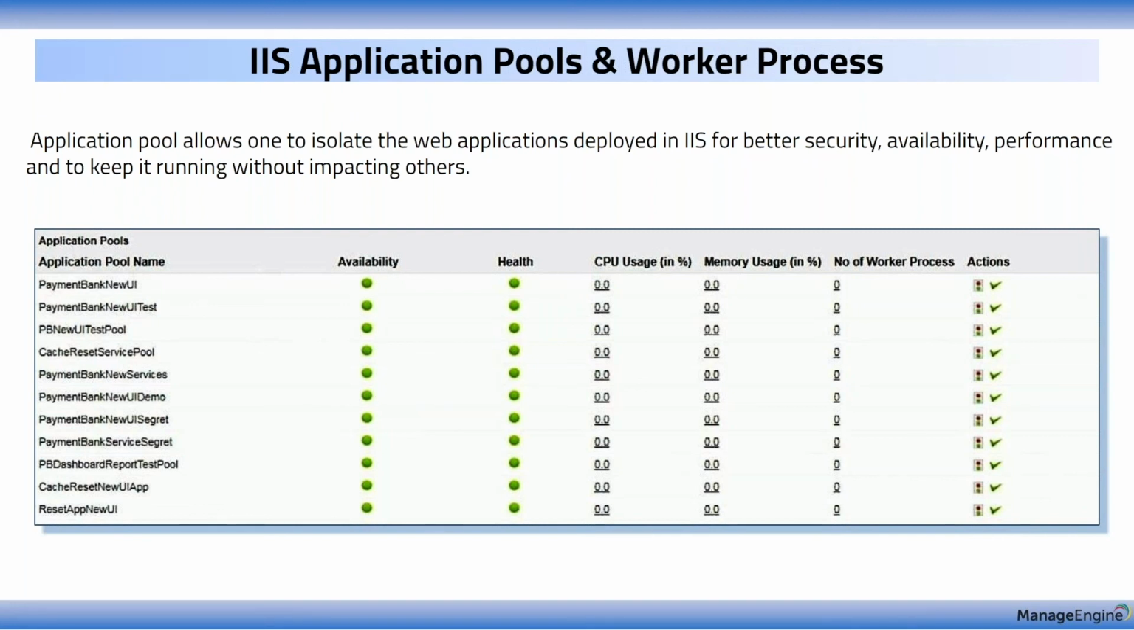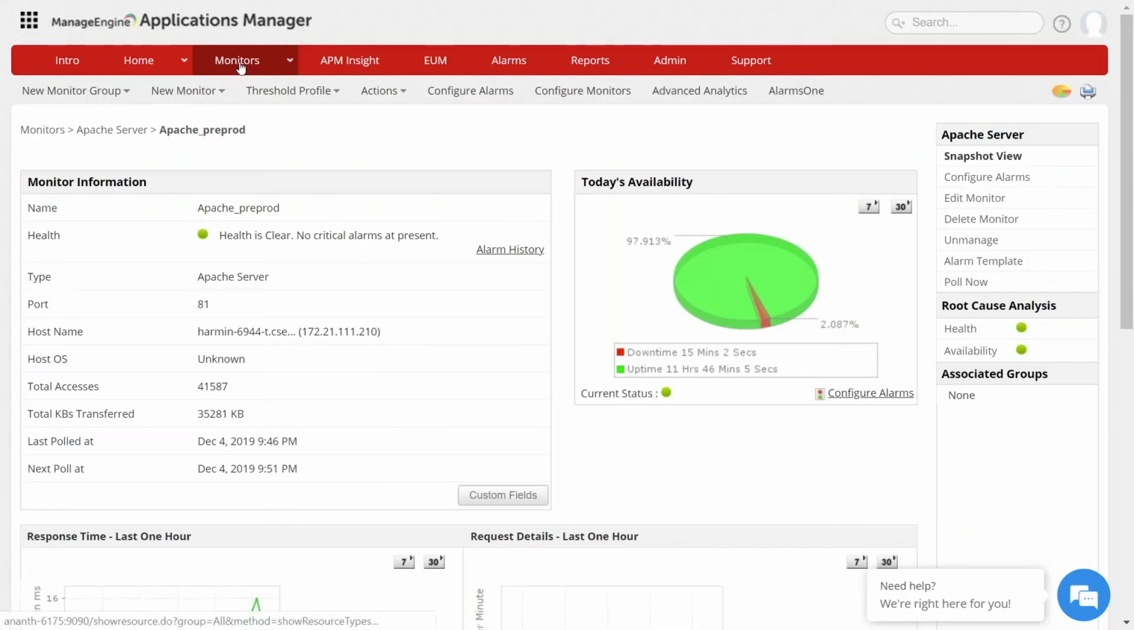So let me switch back to the Applications Manager web console and show you the performance metrics from a real-time perspective. If you have any questions, feel free to type them in the webinar chat panel. Our expert panelists will be happy to answer all your questions instantly. So we are in the Applications Manager web console now. Let me choose the IIS server right here.